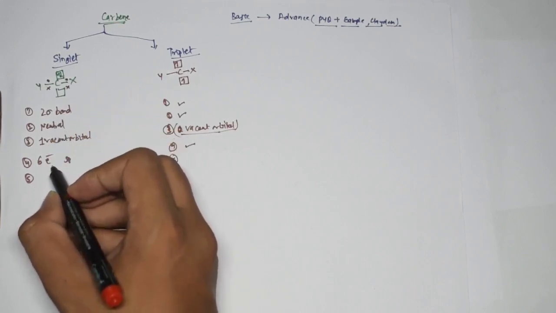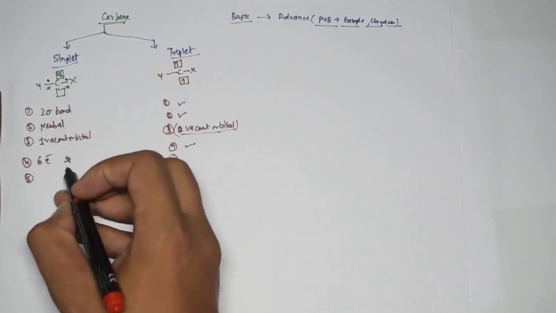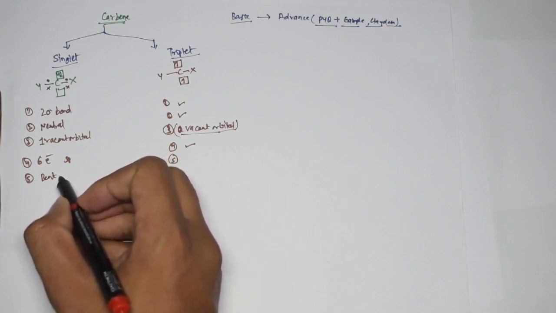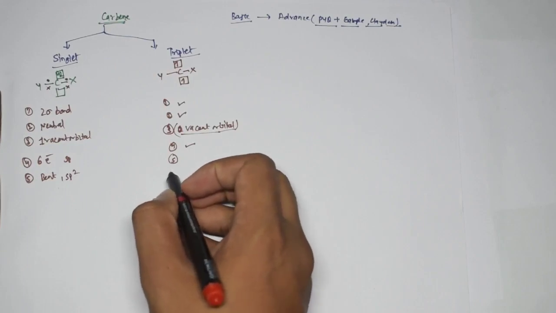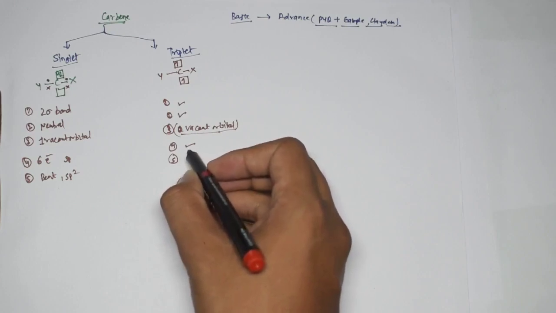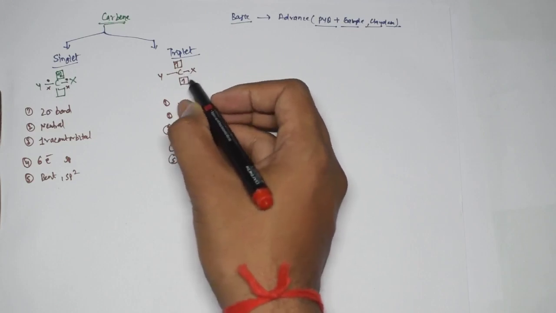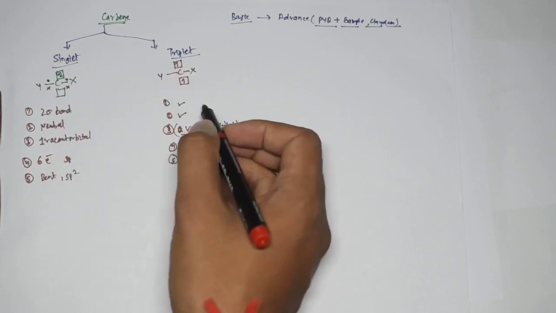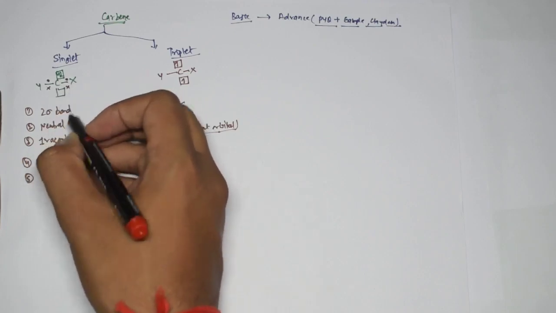So here we have 6 electrons, and if I talk about the shape of this carbene, it is a kind of bent structure, just like water. And the hybridization here is sp2. In the fifth point, this also has 6 electrons. Actually, let's first understand the singlet and then we will move to the triplet. Here in this carbene we have the bent structure.